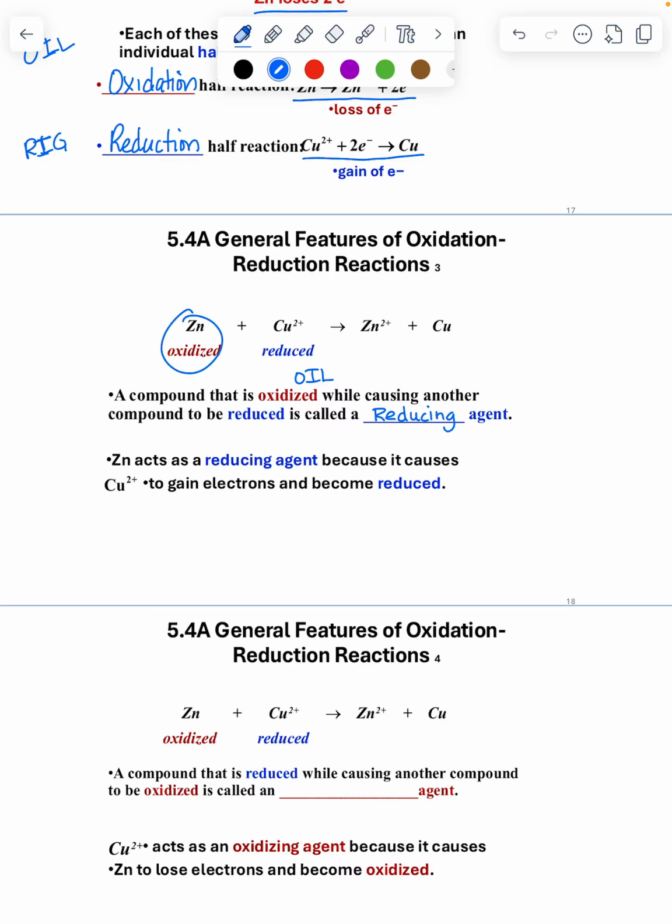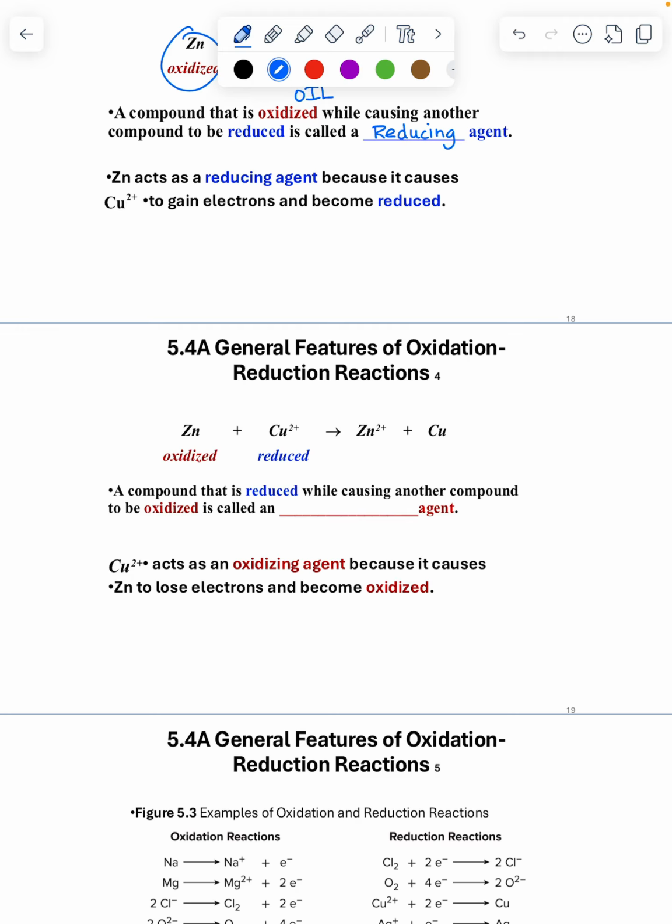On the other hand, a compound that is reduced, we see that the copper 2 ion was reduced. RIG, reduction is gaining. So it went from +2 to a 0 charge. A compound that is reduced while causing another compound to be oxidized is called the oxidizing agent. Copper 2 acts as the oxidizing agent because it causes oxidation to happen. It caused zinc to lose electrons and become oxidized.